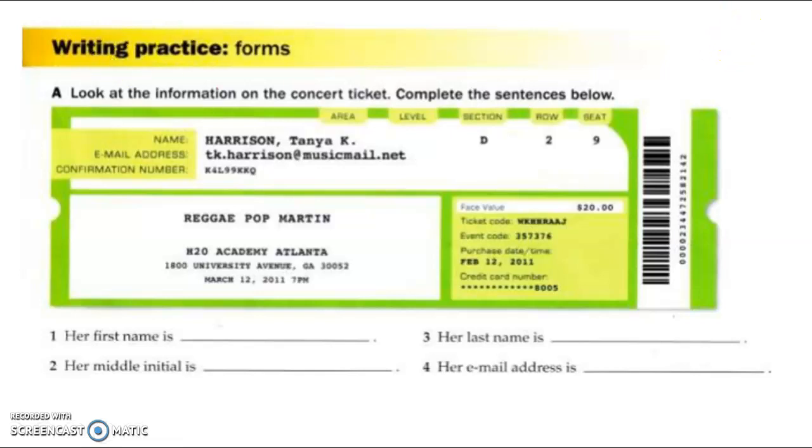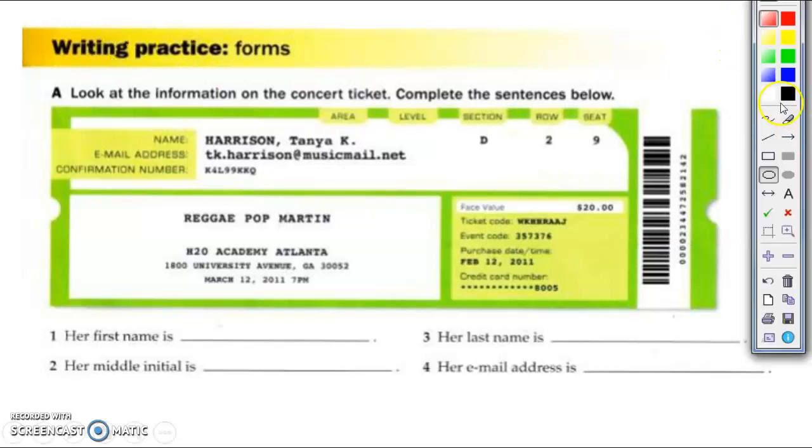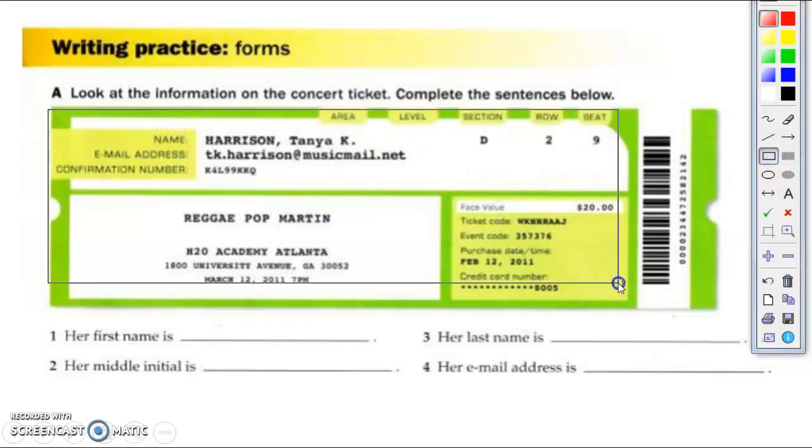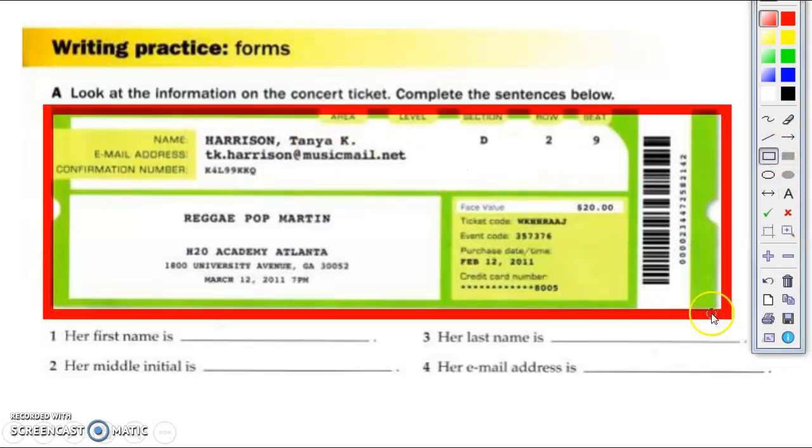Okay, so here we have a ticket. This is a picture of a ticket. We are going to practice forms. Look at the information on the concert ticket. Oh, this is a concert ticket.